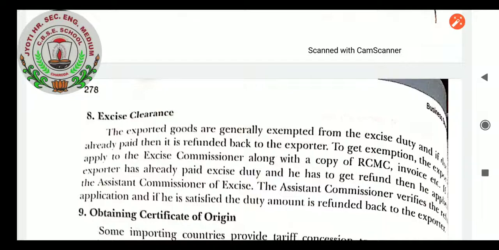I will be asking you people to revise these 7 points, because till 14 points if I will be teaching in one class, it will be difficult. So till 7 points, whatever points and sub points I have told about the process of export, just go through it.